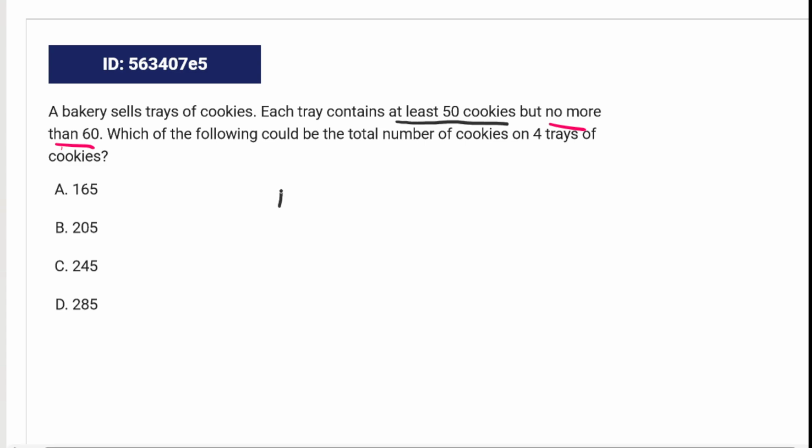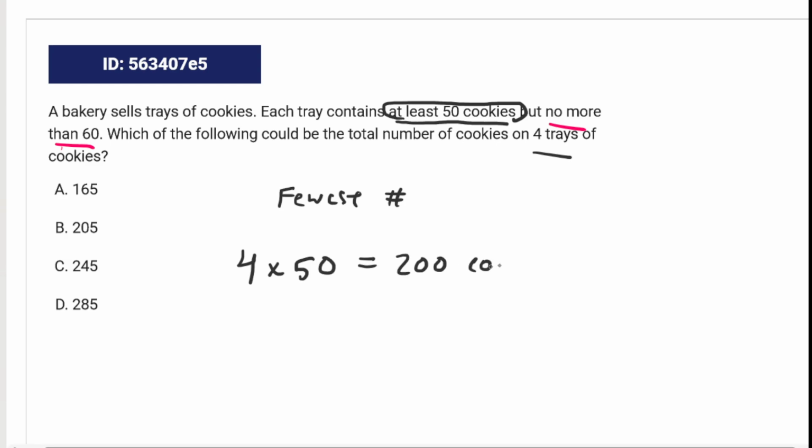Let's look at the fewest number of cookies first. That would mean we'd want to use the fewest number of cookies on the tray, so that would be 50 cookies per tray. We have 4 trays, so you've got 4 trays and they're each 50 cookies. If you take the number of trays and multiply by the number of cookies per tray, you would get 200 cookies. That would be the fewest number of cookies that the bakery would have.